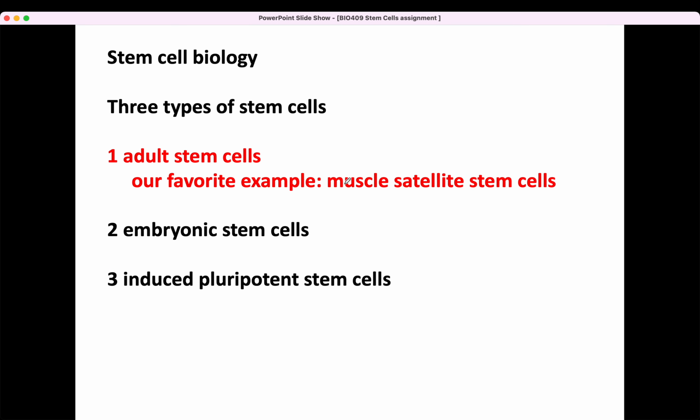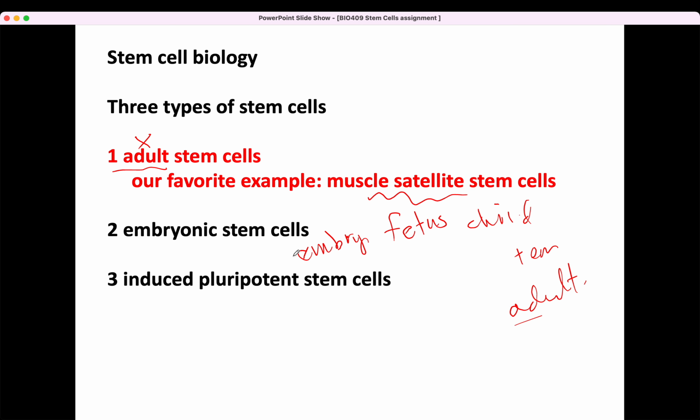And our favorite example for the first is muscle satellite stem cells. What we want to say right away with adult stem cells, that's what they're called, nobody's going to change the name, is that it's a misnomer, because satellite cells of the category we're talking about are found in the fetus and even the embryo, and then child, teen, adult. They're really there for our whole life. And so they're called adult stem cells. That's not going to change.